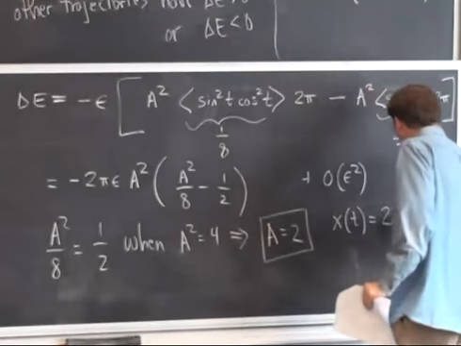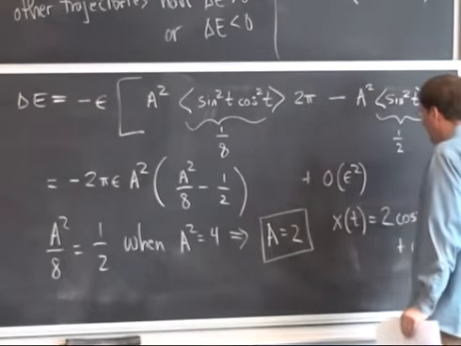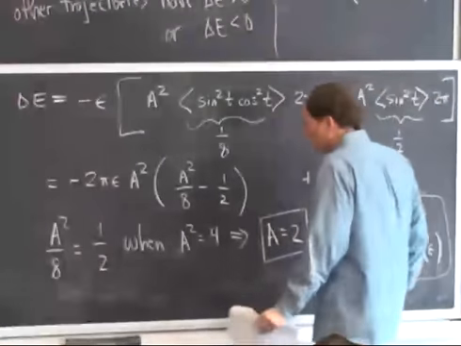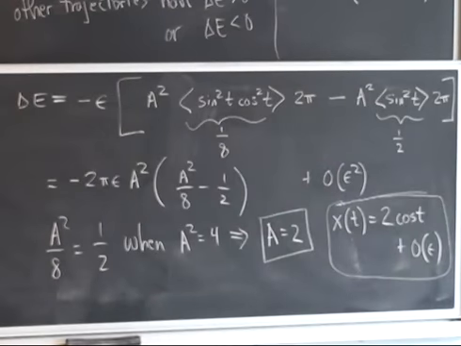x of t is 2 cosine t plus the little correction. So it means that if you were to graph the waveform of the van der Pol for small epsilon, it just looks like a cosine wave, but it always goes to amplitude 2.